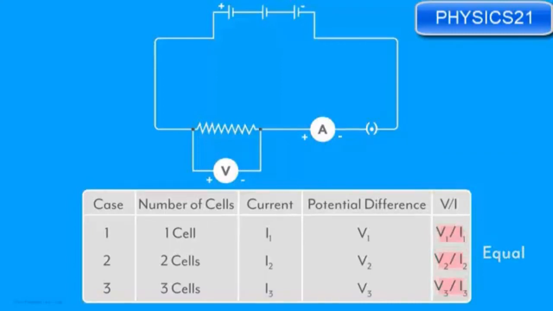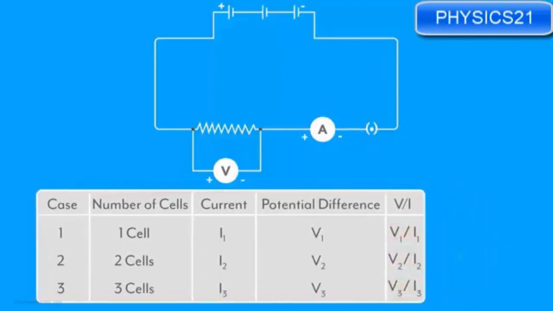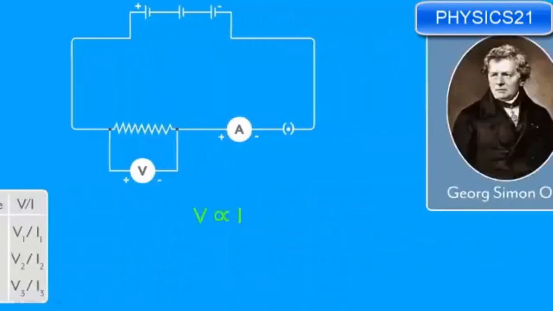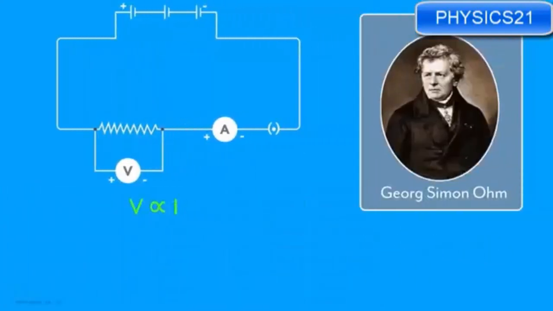This tells us that the potential difference V across the ends of a wire is directly proportional to the current flowing through it. This relationship was discovered by a German physicist, Georg Simon Ohm, in the year 1827. Notice that the resistance here is constant and we also assume that all other factors including temperature are also constant. This is the Ohm's law.